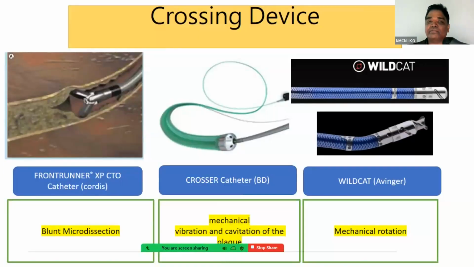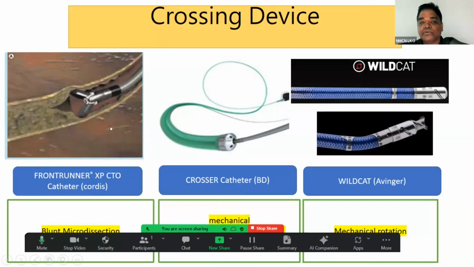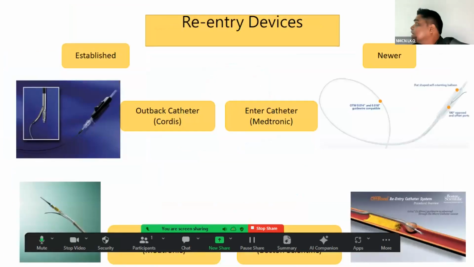A number of devices are available. You have crossing devices which help you to cross the plaque. Some of these are the Frontrunner from Cordis, the Crosser catheter from BD, and the Wildcat from Avinger, which cross with the help of blunt dissection and mechanical rotation. You also have re-entry devices which help you to enter the true lumen once you've gone subintimal. Some of them have sharp cannulas through which a wire can be passed, and then you can come back into the true lumen once again.